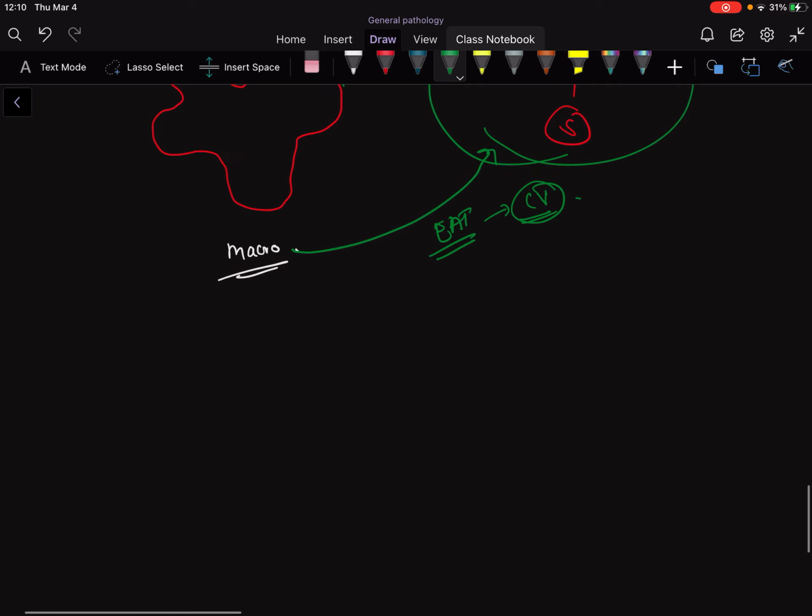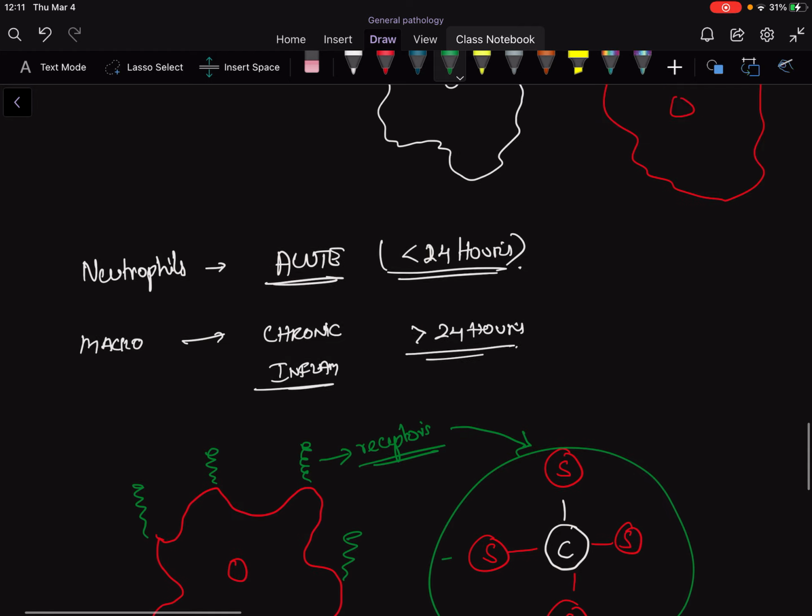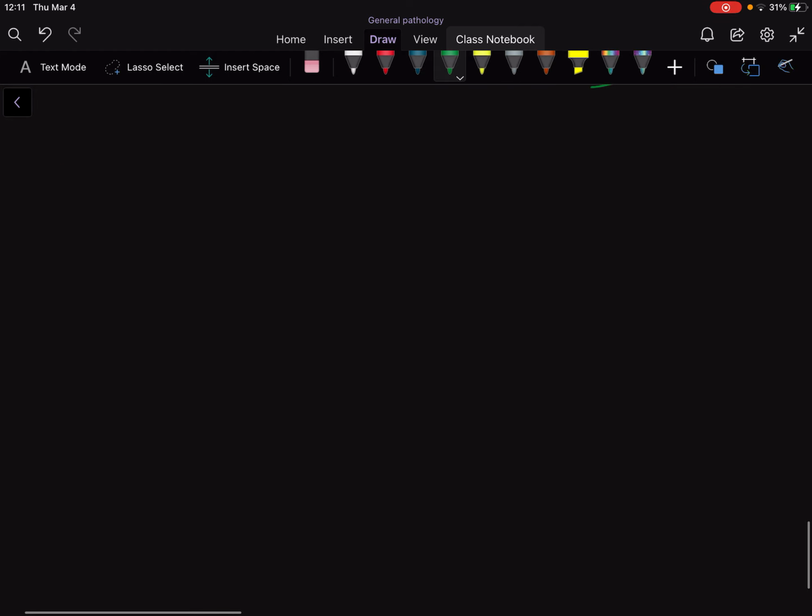Because it is doing the eating process, this process is called phagocytosis. It means eating up the entire organism. So that was about neutrophils and macrophages. Next, what is the next type of cell? The next type of cell is dendritic cells.